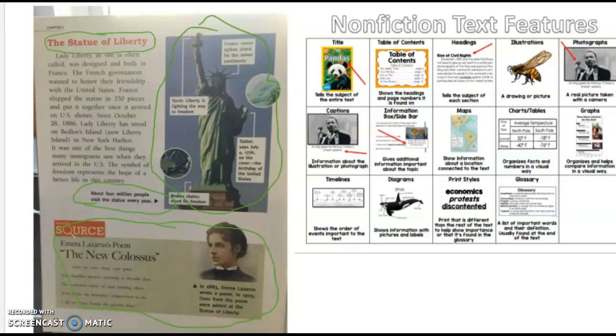So I have several text features there. I have a caption, I have a heading, I have a photograph, I have a diagram, it's also a photograph, and I have an information box. So when you look at your text, which is going to be a different piece of text, I'm going to go ahead and give you that, and you're going to mark it up just like this. You're going to circle the nonfiction text features that you find on that page.